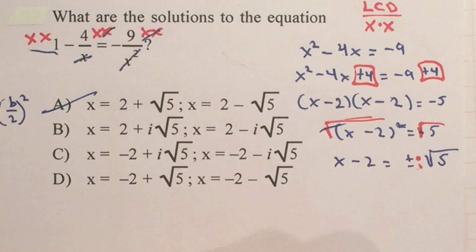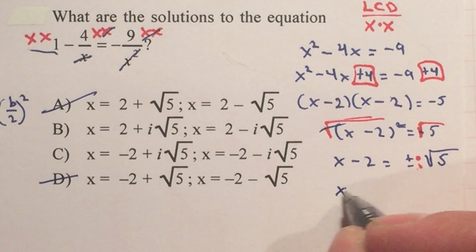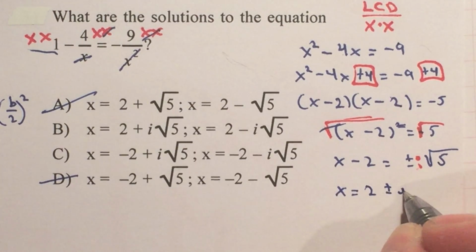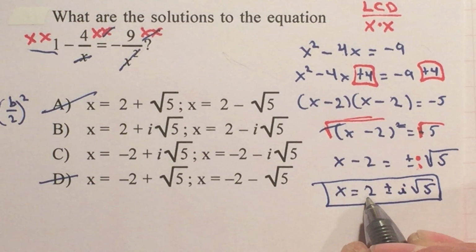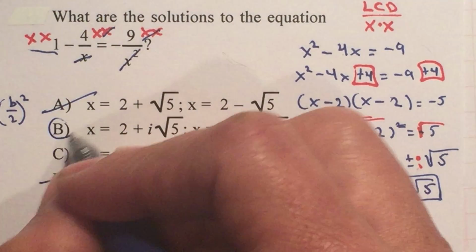So it's not A and it's not D. Move the 2 to the right, it becomes a positive 2. And this is my answer. So that should be a positive 2. So therefore my answer is letter B.